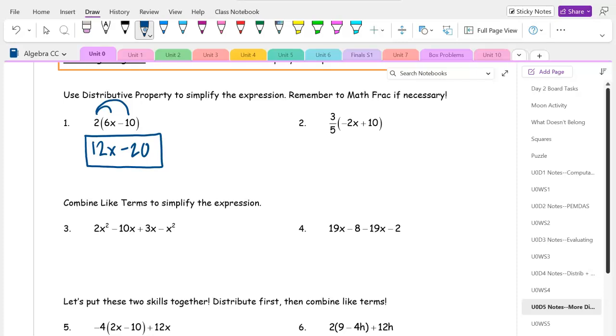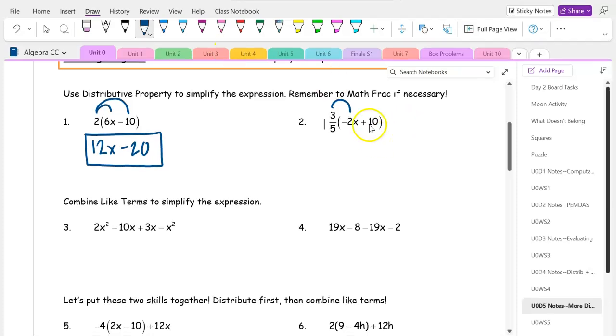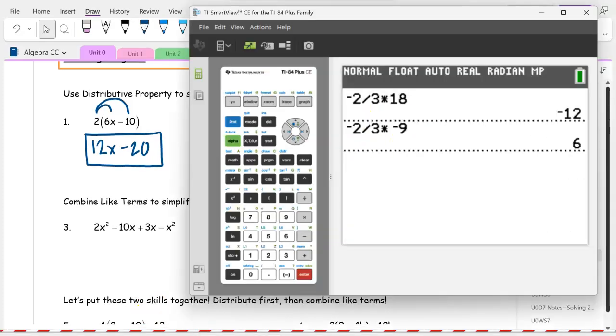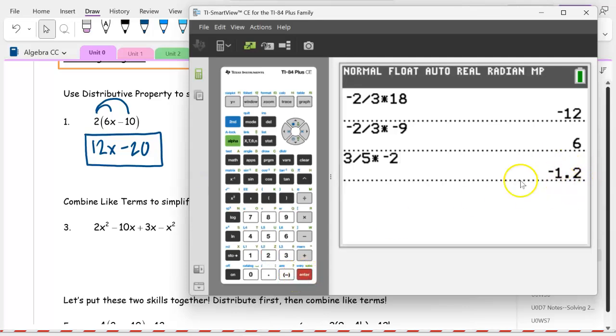So next I have 3/5 on the outside. I'm going to multiply that to negative 2. And let's go ahead and type that into our calculator. I'm not going to type the x in, okay? I just want to type in the regular numbers. What was it again? 3/5 times negative 2. All right, but bad news, when we do that, you may have noticed we got a decimal.